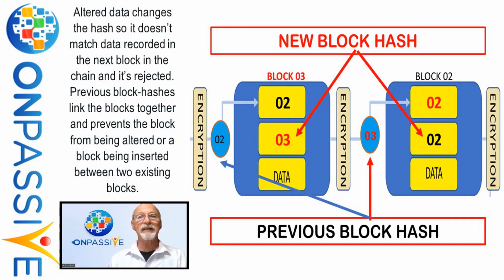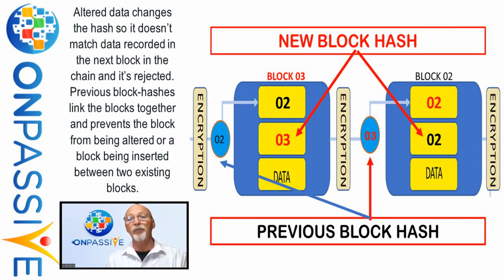Now, when any of the data gets changed, it changes the hash. When the data's altered in previous blocks, it creates a new block, and so doesn't match data recorded in the next block in the chain. As a result, the whole block is rejected as invalid. As seen here, block 2 has a hash of 02. Somebody altered the data, it created a new block, block 3. The next block in the chain was expecting to see a previous block hash of 02. Since it didn't match, the whole block was rejected.